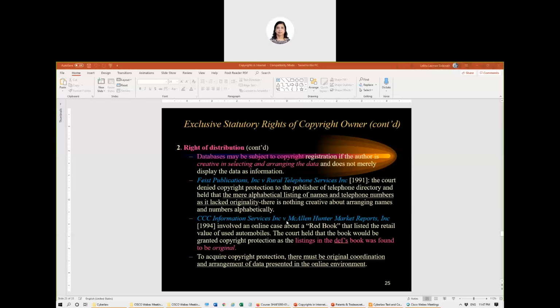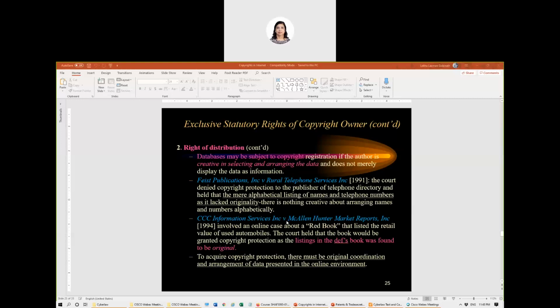Now, let's go to the next case, CCC Information Services Incorporated versus Maclean Hunter Market Reports Incorporated. This involved an online case about a red book. Basically it put together a list of used automobiles, and then it gave the retail value of those automobiles. Now, the court held that the book would be granted copyright protection because of the way they had listed it; it was not something copied outright from another source.